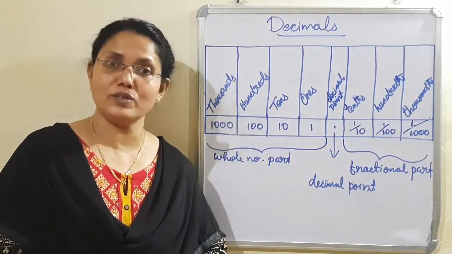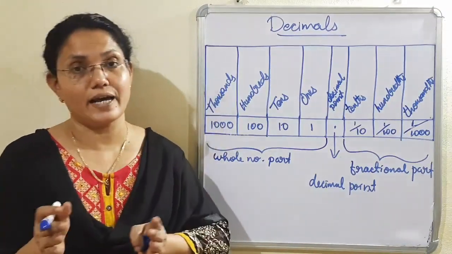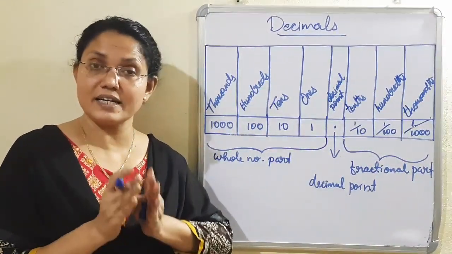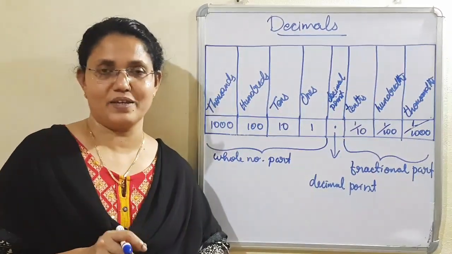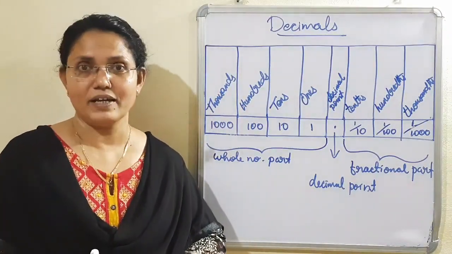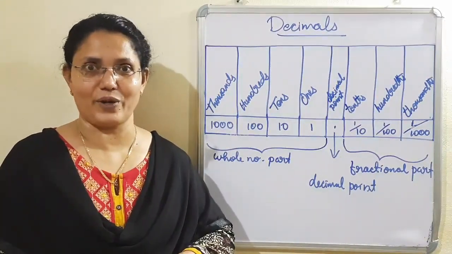In money, you know that the decimal point separates rupees and paise. In the case of length, the decimal point separates the meter and centimeter. The decimal point separates kilogram and gram. Two different units we are separating with the decimal point.